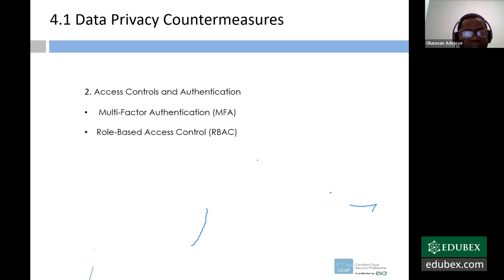Now, two, you use access control and authentication. The multi-factor I have explained. And you can also use role-based access control, where access is granted based on the roles of individuals.